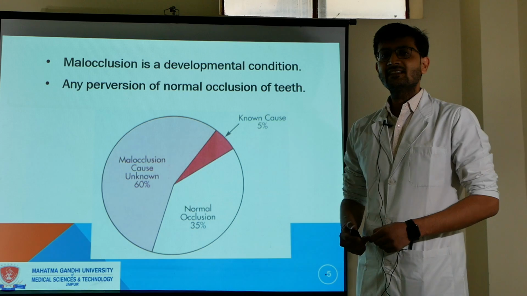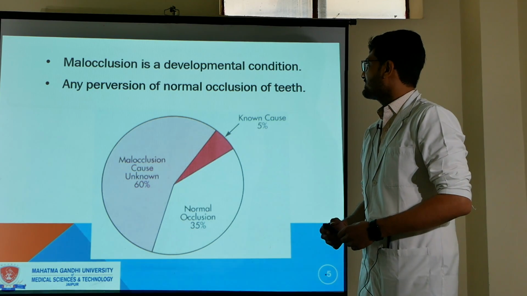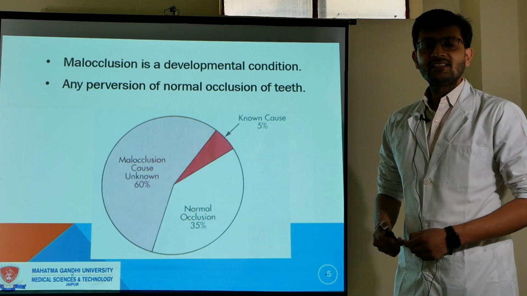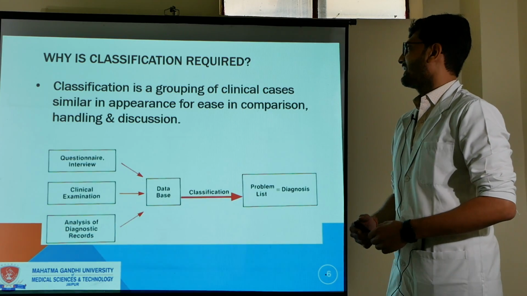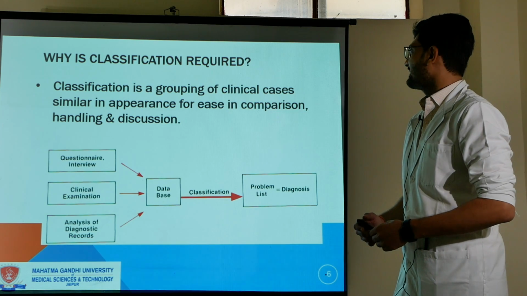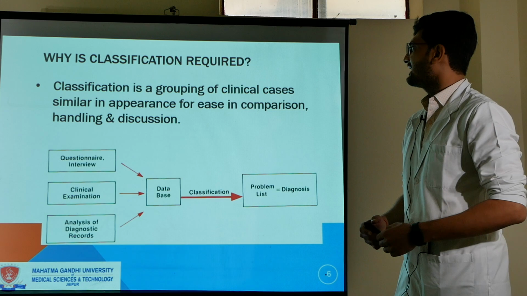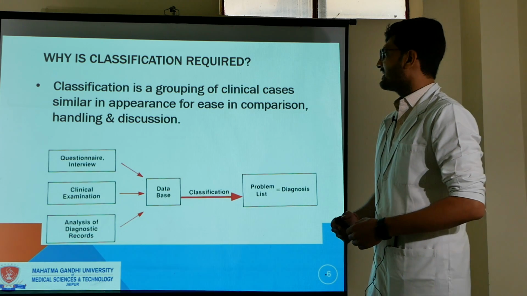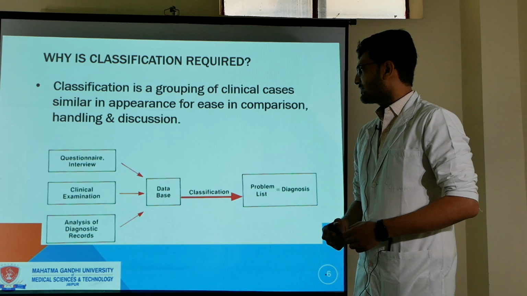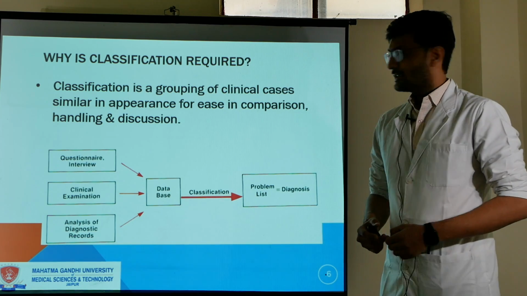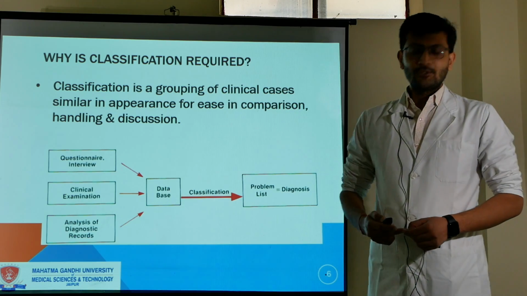So malocclusion is a developmental condition. Any perversion or variation from normal occlusion of teeth is called as malocclusion. Why is classification required? Classification is grouping of clinical cases similar in appearance for ease in comparison, handling and discussion. So questionnaire, interview, clinical examination and diagnostic records will all converge towards a database which will help us in classifying a problem list and finally lead to the diagnosis.